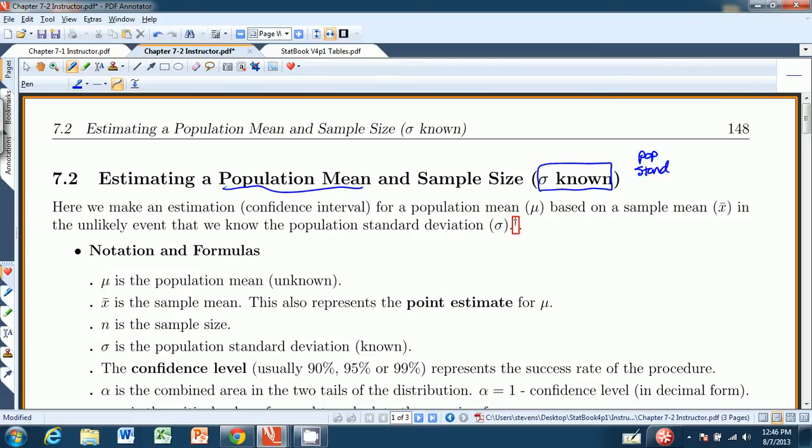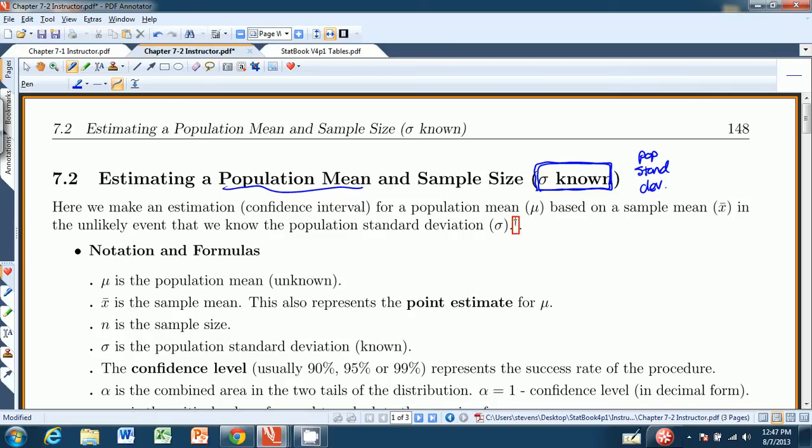And so it's not necessarily going to happen in real life. If you don't know the mean, it's unlikely that you'll know the population standard deviation. But in this case, we're going to assume that it is known because this helps develop the procedure for building a confidence interval. In the next two sections, we'll get into more realistic circumstances. So that's going to be the case here. We're going to assume that we know the population standard deviation.